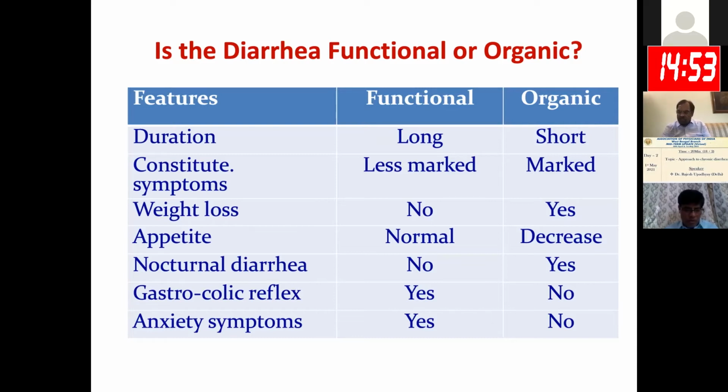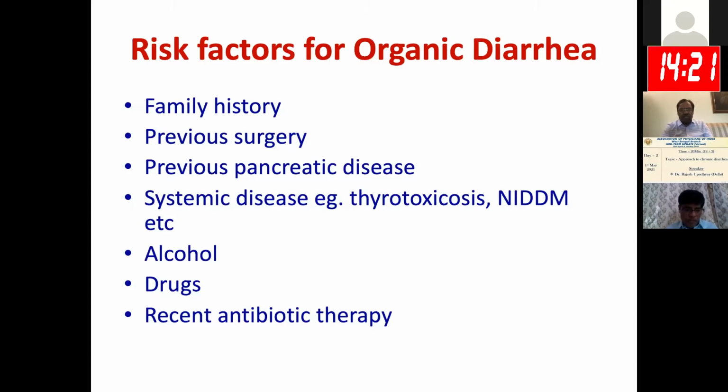Gastrocolic reflex is common, which means postprandial diarrhea is common in functional diarrhea, and anxiety symptoms and associated features more common with functional diarrheas. As compared to this, you can see on the right hand side, organic diarrheas, shorter duration, and there may be constitutional symptoms with weight loss, decrease in appetite, etc. And they also have nocturnal diarrhea. So these are some of the features where we can differentiate functional versus organic.